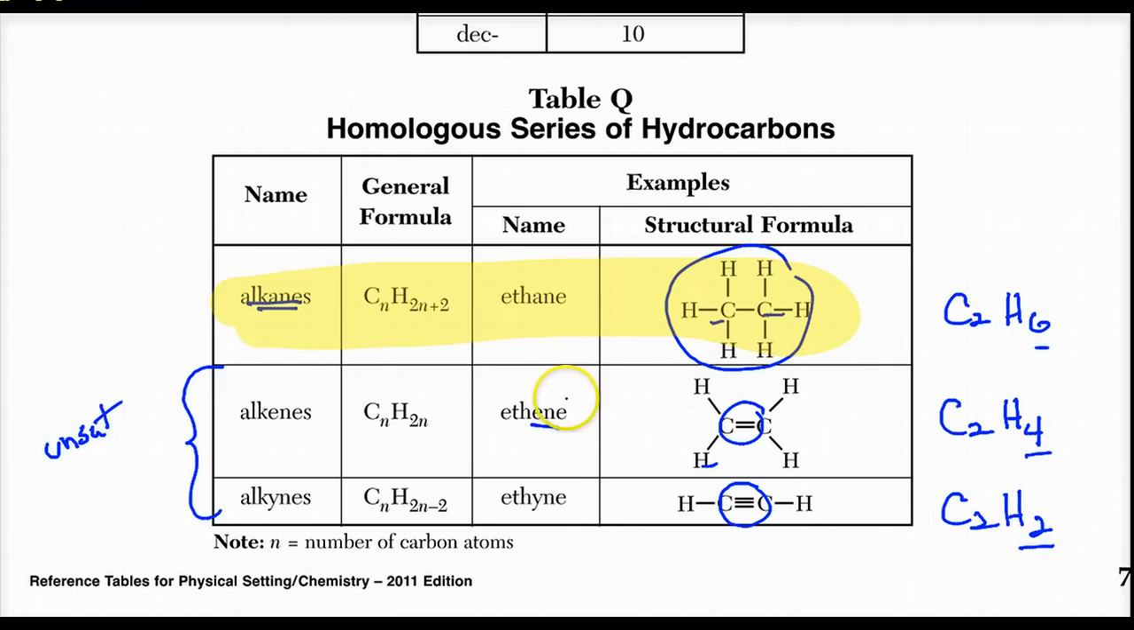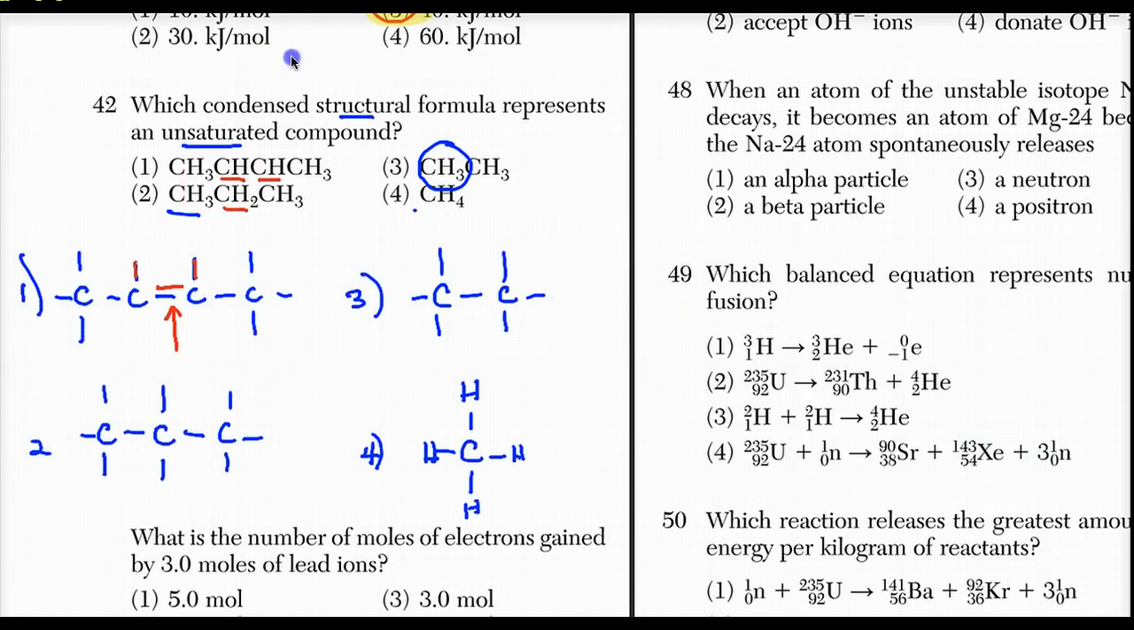Now, if I'm looking for something unsaturated, I'm looking for something that does not fit the CnH2n plus 2 general formula. So this formula will tell me if it's saturated or not. Let's go use it. So from our table Q, CnH2n plus 2 is the general formula. So if we go to table 1, choice 4, I can do this. All right. I have 1 carbon, and then 2 times 1 plus 2 is H4. That works. That is saturated.